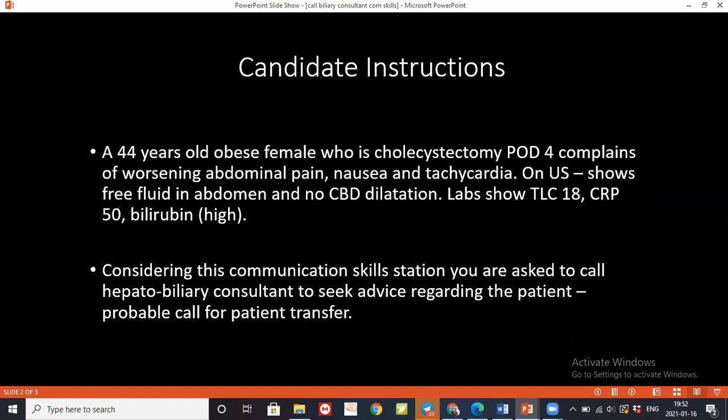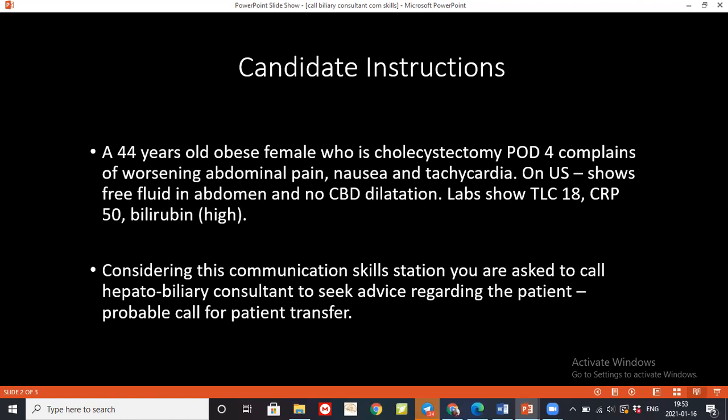Can I check that I am speaking to Mr. Max? Yes. Can you proceed? Yes, doctor. I am calling to ask advice about a 45 year old obese male post-cholecystectomy with a complaint of abdominal pain, nausea, and tachycardia.